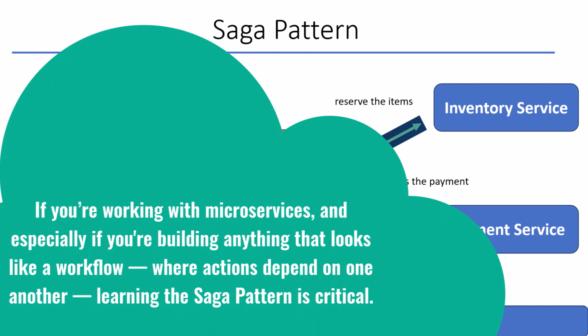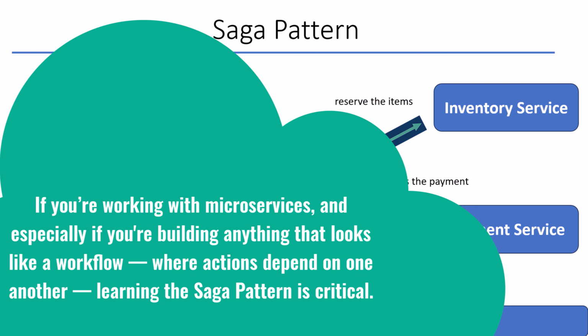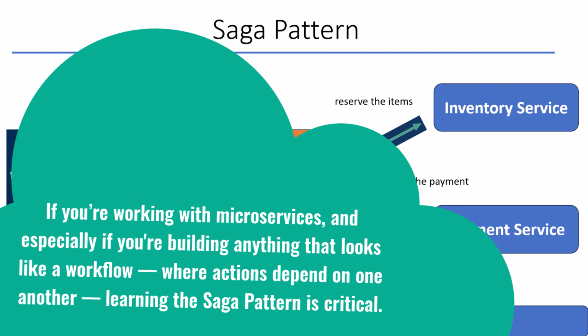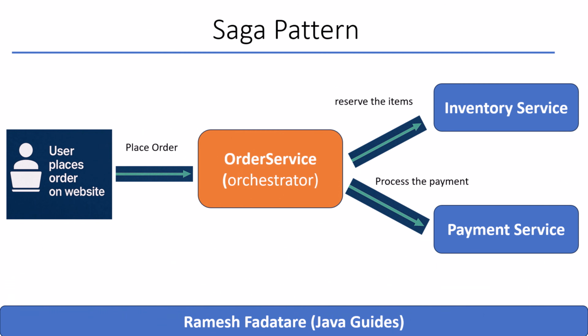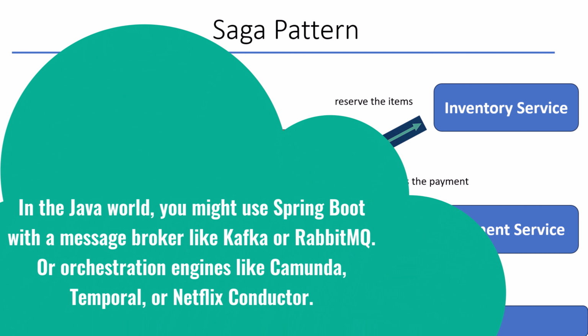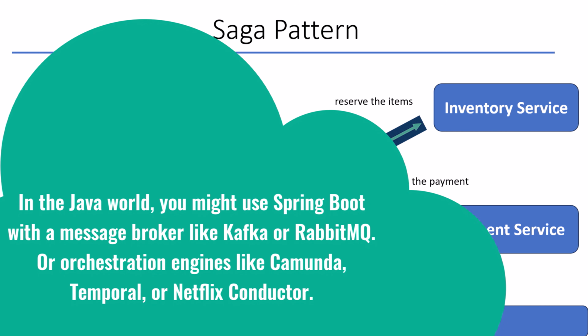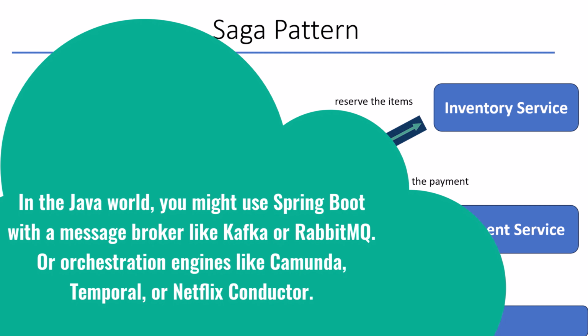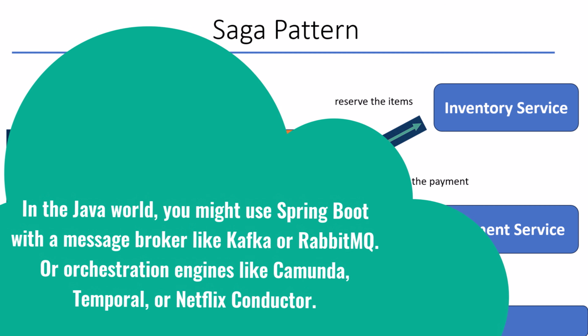If you are working with microservices, and especially if you are building anything that looks like a workflow where actions depend on one another, learning the Saga pattern is critical. There are plenty of tools that can help implement it too. In the Java world, you might use Spring Boot with a message broker like Kafka or RabbitMQ, or orchestration engines like Camunda, Temporal, or Netflix Conductor. But the concept stays the same.